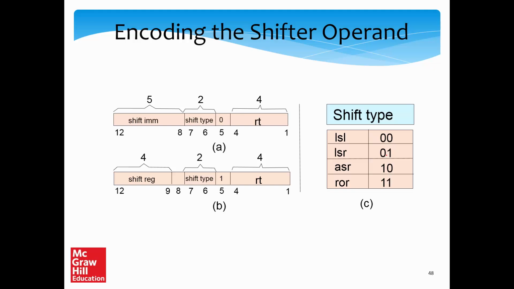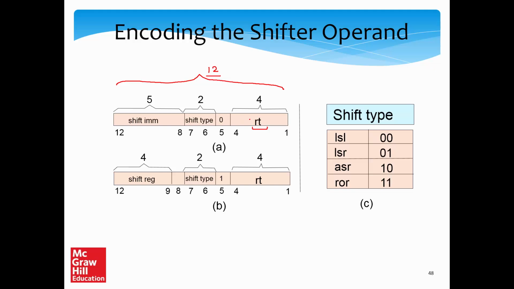Alright, so let's now look at encoding the shifted operand. So if you are not using an immediate, yet we are using a register that can possibly be shifted, then let's look at how to do it. So we have 12 bits, and there are essentially two options. One option is that we are shifting a register by an immediate value.